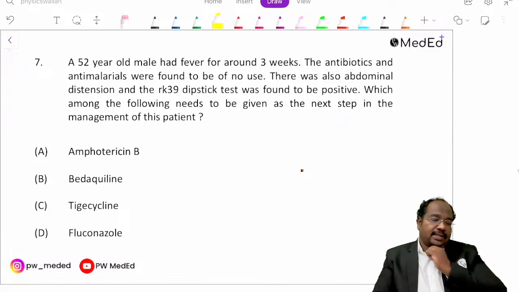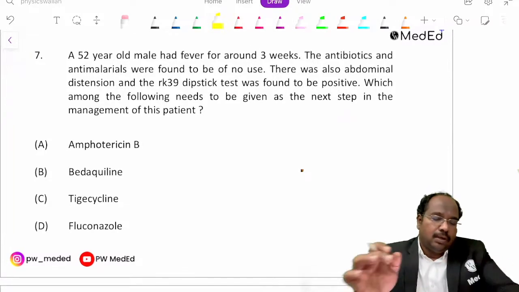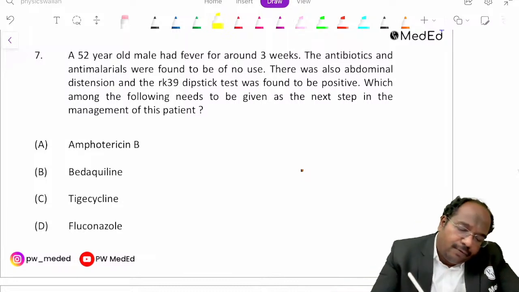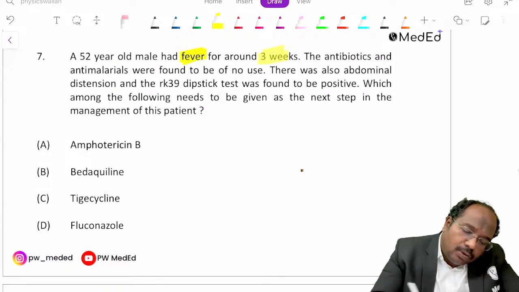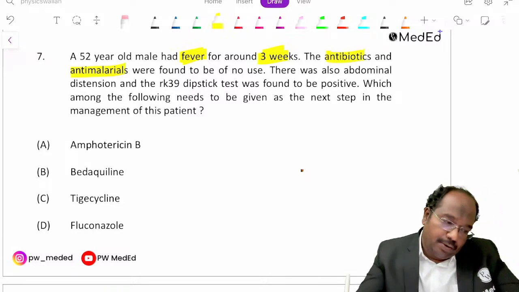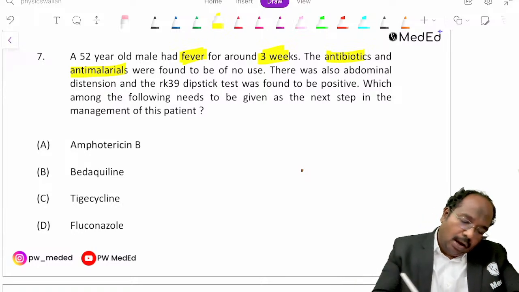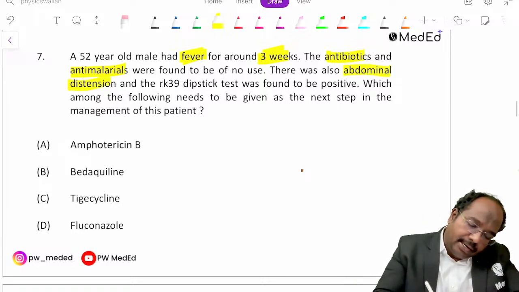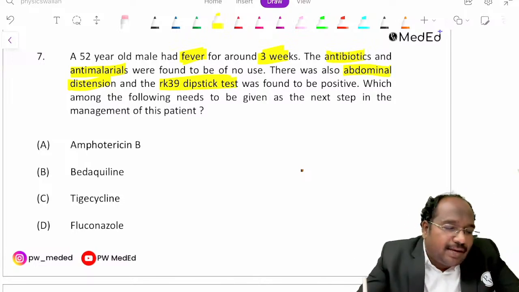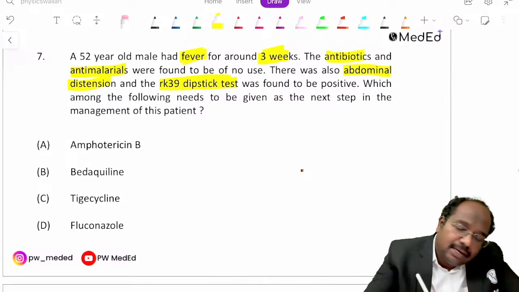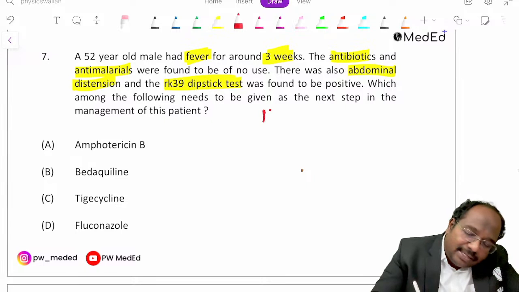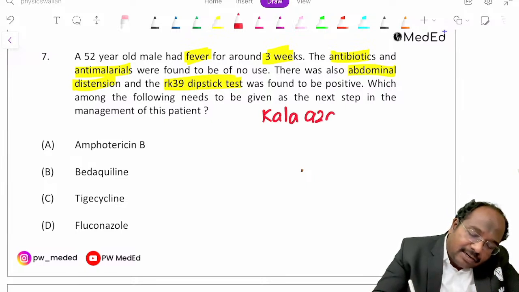Next question, guys. Can you answer the next question? A 52-year-old male having fever for 3 weeks. What is the clue here? Antibiotics and antimalarials not useful, abdominal distension, and RK39 kit was positive. So what is the diagnosis? RK39 kit is positive means what? Yes, it is Kala Azar.